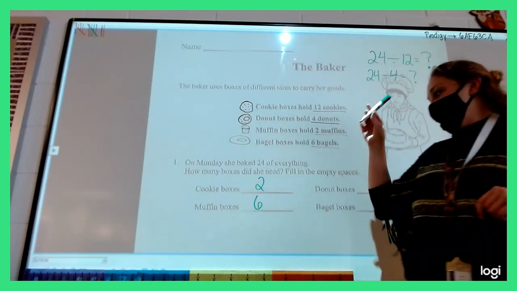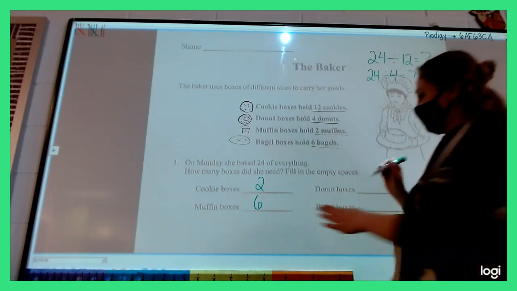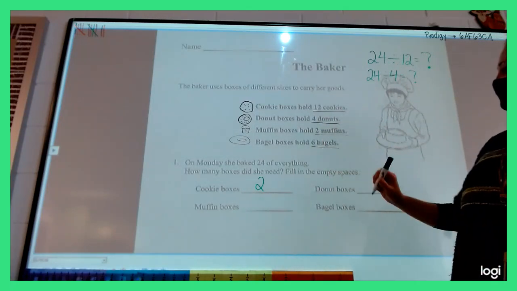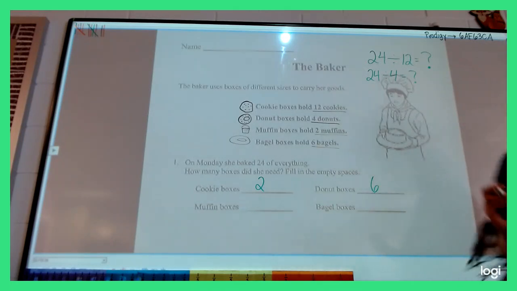And I'm going to check it. If I have 6 muffins, no, sorry, I'm on the wrong one, donuts. We're on donuts, Mrs. Sarah. Donuts. 4 donuts in each box. I have 24 of them. 6 times 4 is 24.